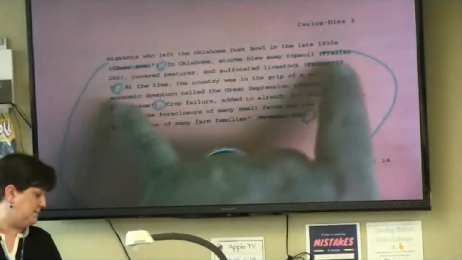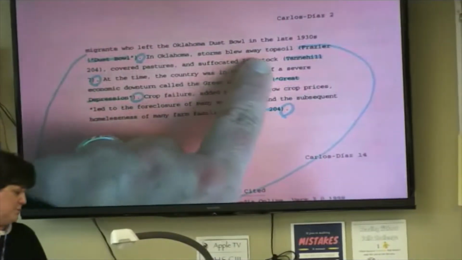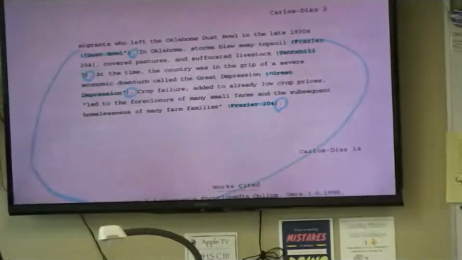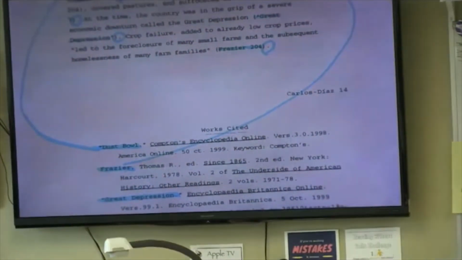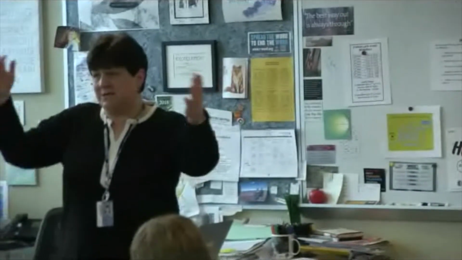What does this indicate? In Oklahoma, storm swept away topsoil. What does the Fraser 204 indicate? That's where they got the information. That's the whole point of citing the sources. So this lesson actually has two layers.